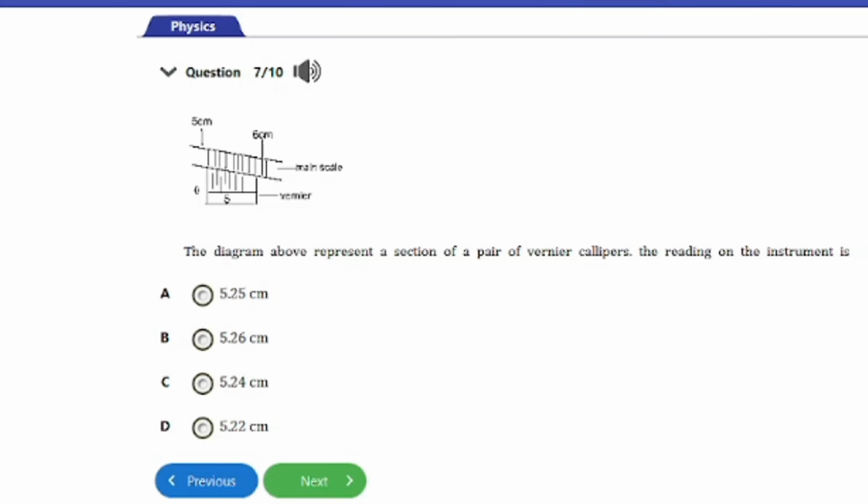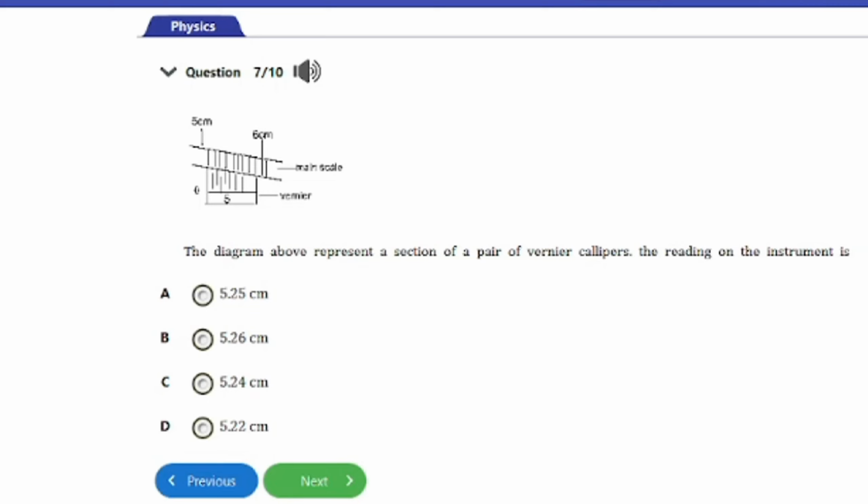So guys, the next question here is question number 7. It says, the diagram above represents a section of a pair of vernier calipers. The reading on the instrument is, alright guys, in order for us to sort out this, we are going to first of all take the reading of the main scale, which is 5.2, and then we are going to add it to the vernier scale reading.